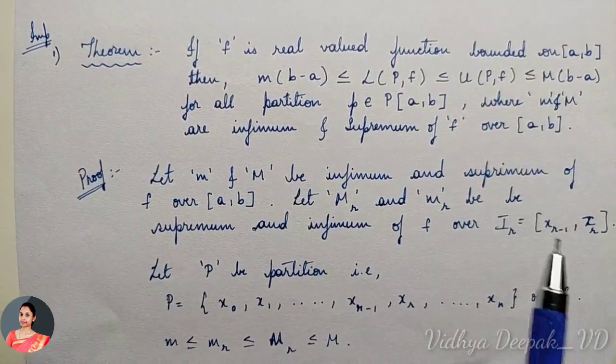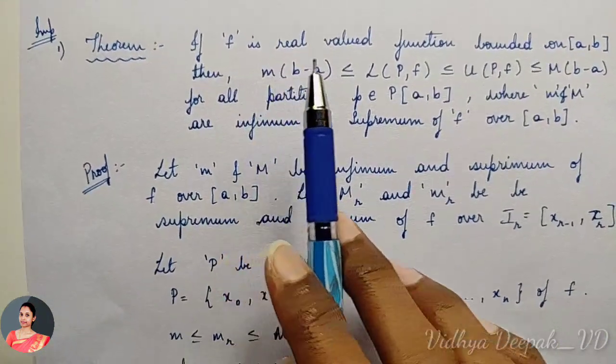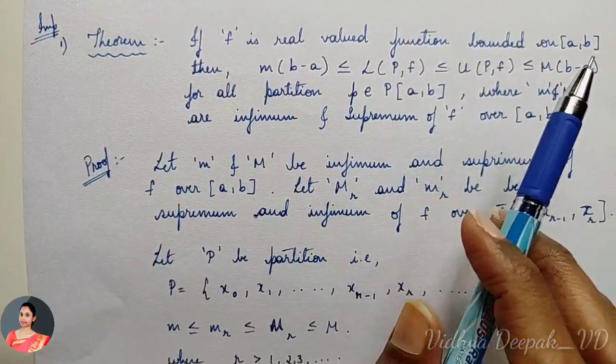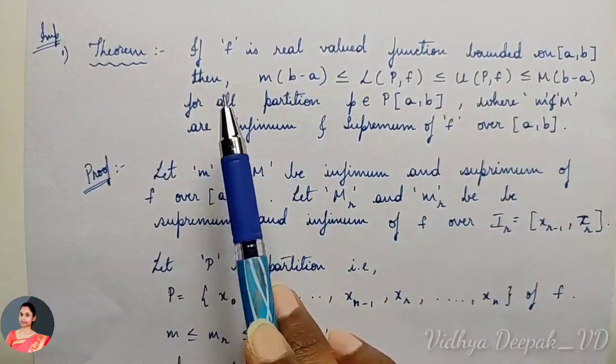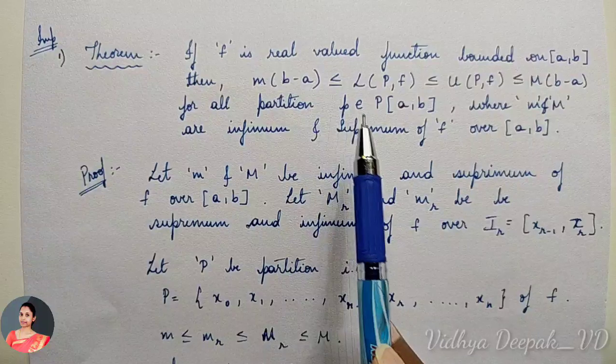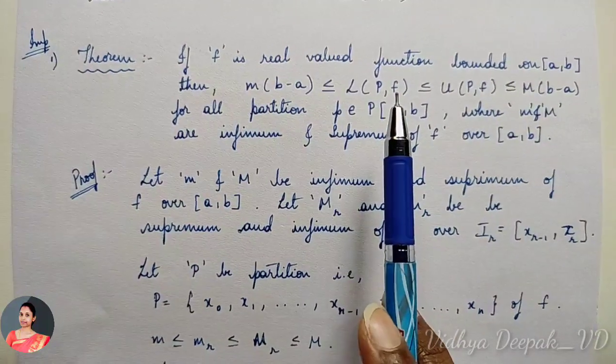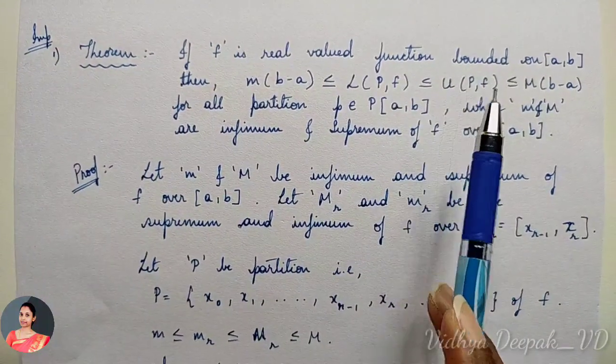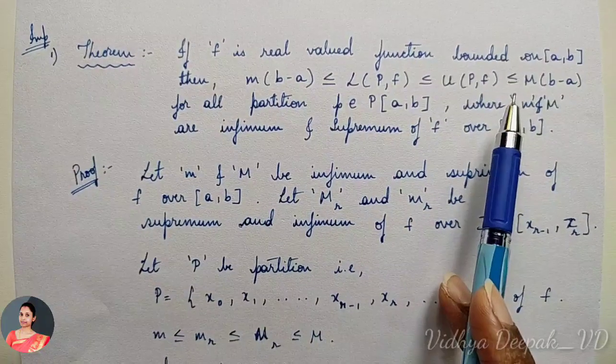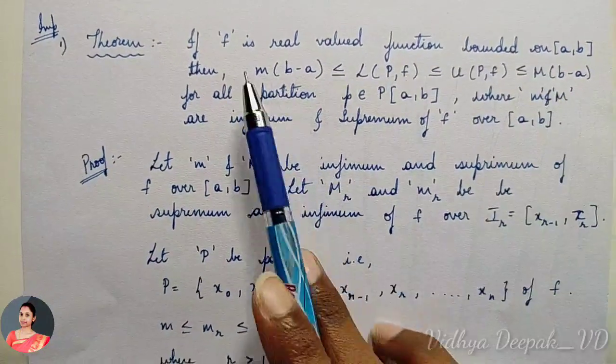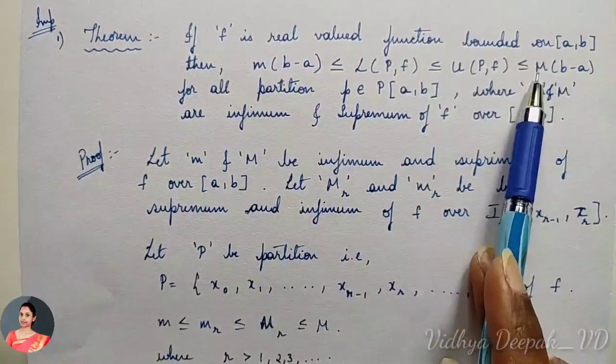Hello everyone, today let's check out a theorem. If f is a real valued function bounded on closed interval [a, b], then m into (b minus a) is less than or equal to the lower Riemann sum, which is less than or equal to the upper Riemann sum, which is less than or equal to M into (b minus a). Here m is the infimum and M is the supremum.